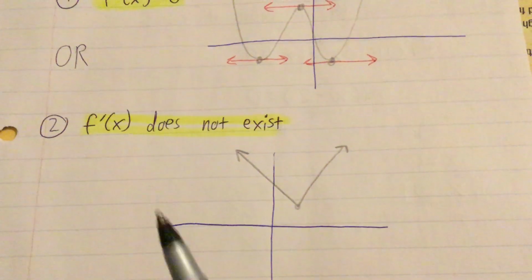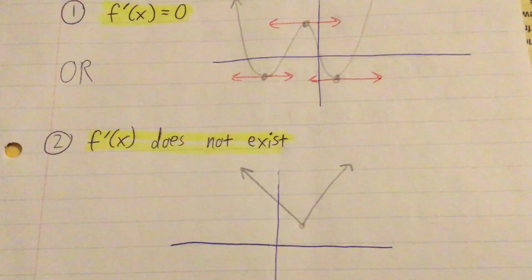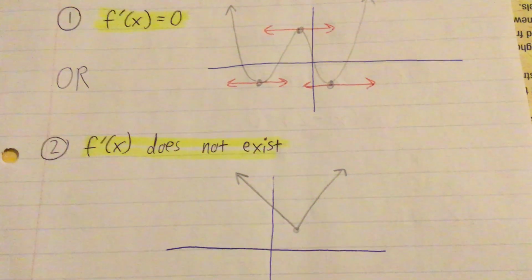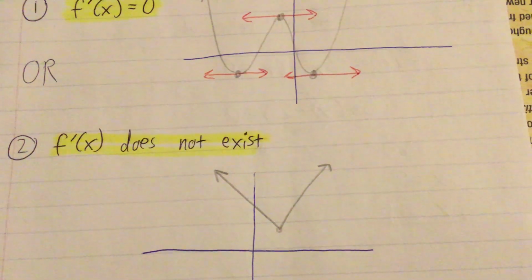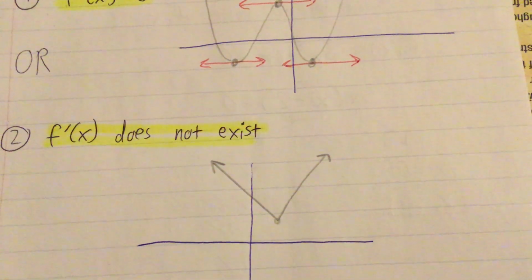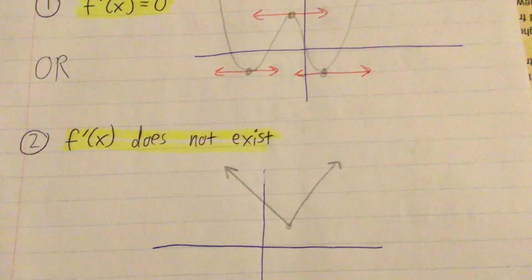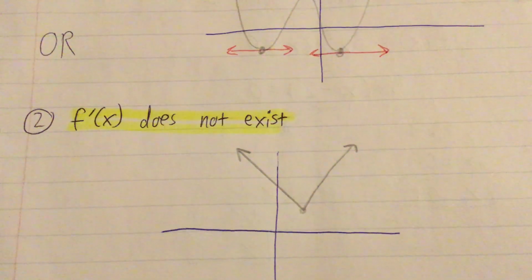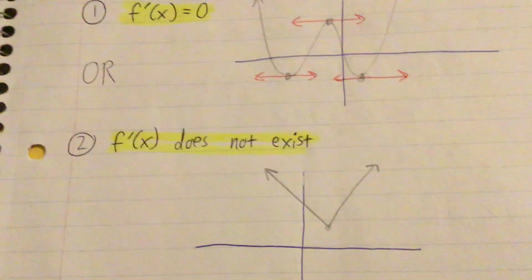When I was in college, they taught this as f prime of x is not differentiable. Somebody raised his hand in my calculus class one time and said, well, what does it mean when f prime of x is not differentiable? You can't take the derivative at that point. No, I got that. What does it mean when f prime of x is not differentiable? You can't take the derivative. No, I got that. And so we just said, never mind. Let's just get through this.